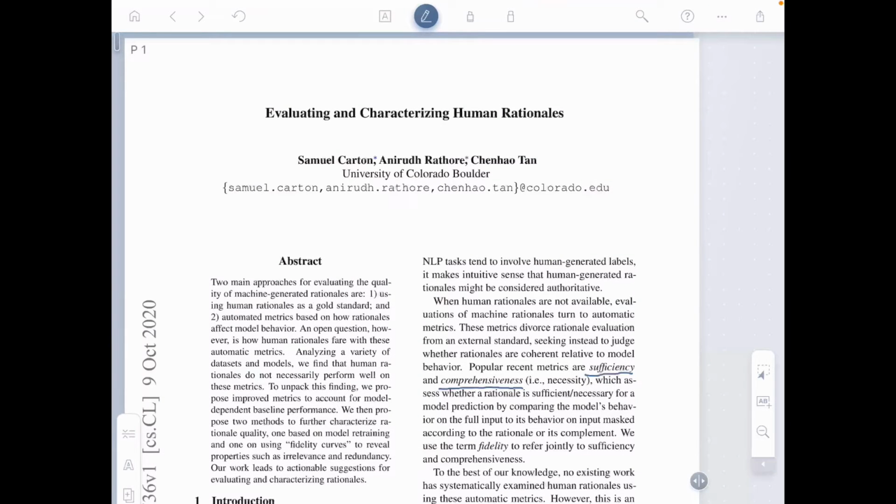Today I'm going to talk about this paper, Evaluating and Characterizing Human Rationales. In explainable NLP, we want to know why this model makes this prediction. So one way to do that is to figure out the rationale of this classification.